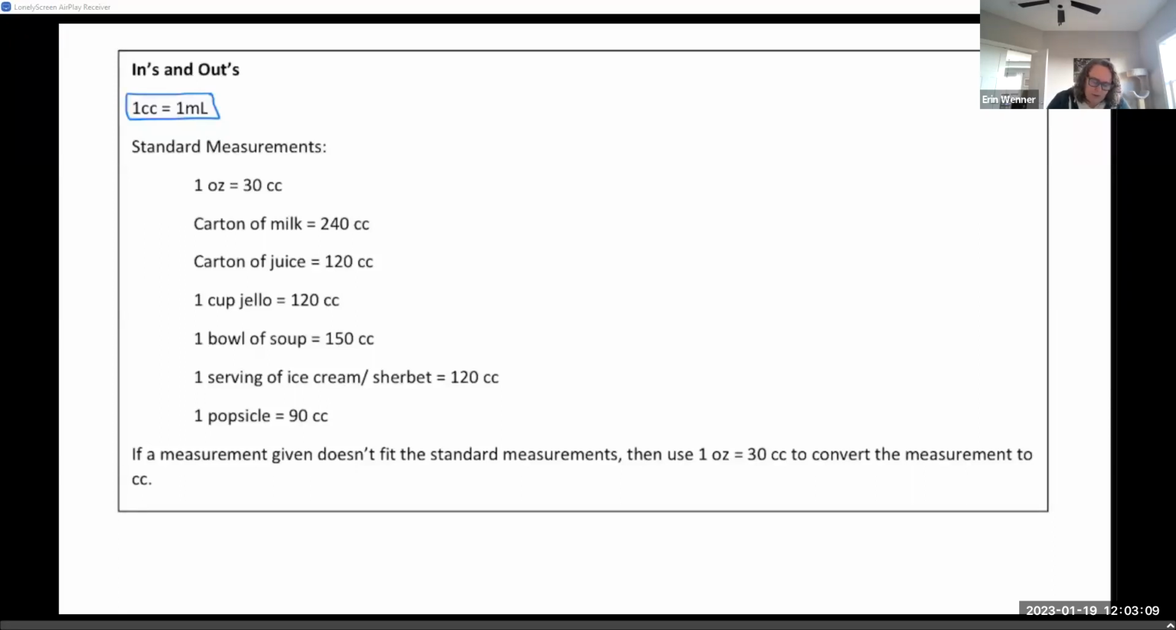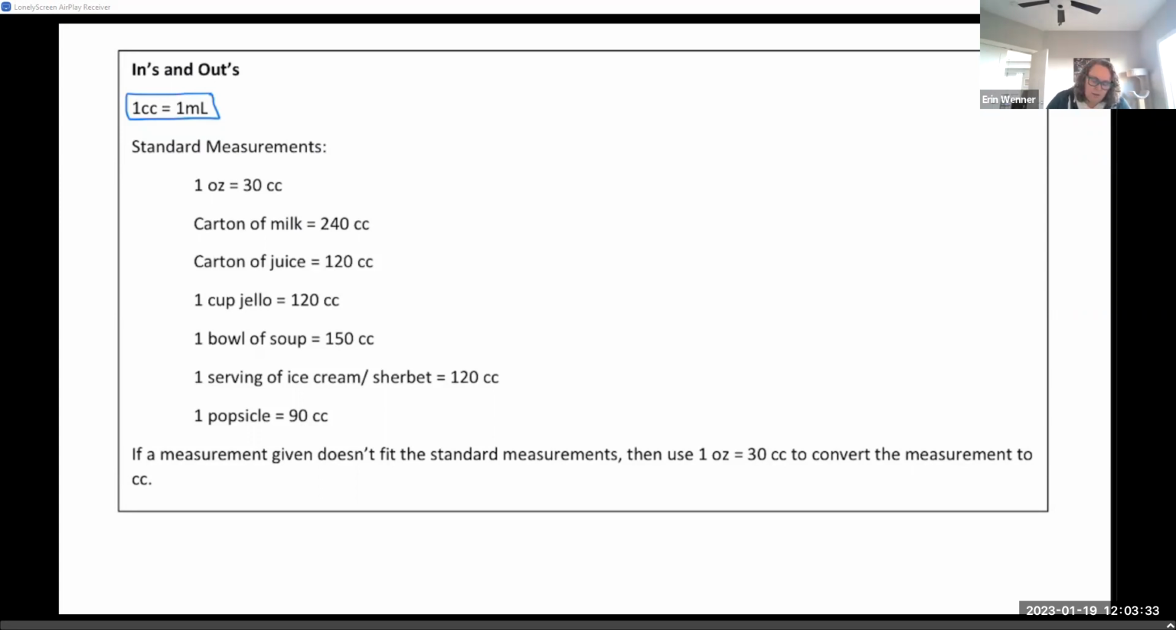And then we have some standard measurements. Obviously, if you are in the medical field and you are trying to figure out how much fluid a patient took in, they might have some different conversions or equivalencies that you would be using based upon the size of the serving of coffee or Jello or whatever else you're giving the patient. But these are the standard measurements we're going to use unless otherwise indicated.